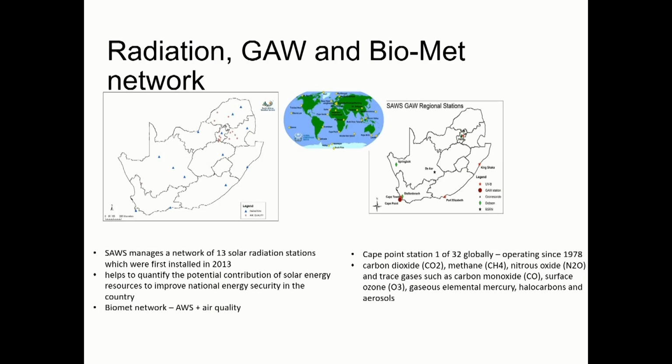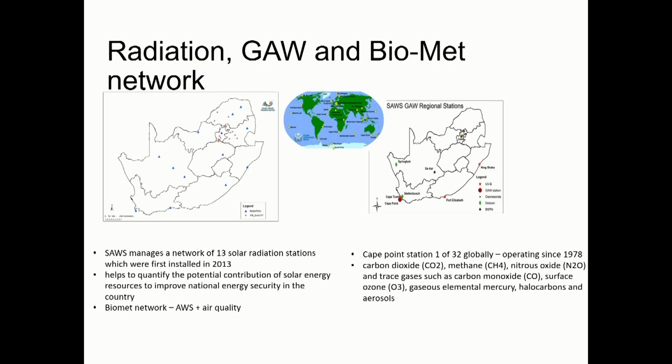So, and then we also have the radiation, the GO, and the biomet network in South Africa. We manage a network of around 13 solar radiation stations in South Africa, and the data dates back to 2013, so we don't have much of this data set, but we're trying. What it does is help us to quantify the potential contribution of solar energy resources to improve national energy security in the country.